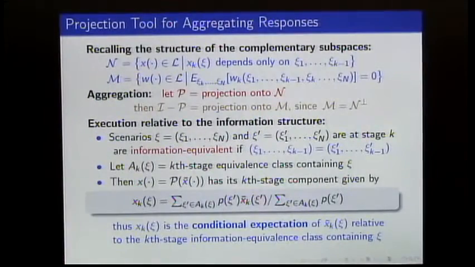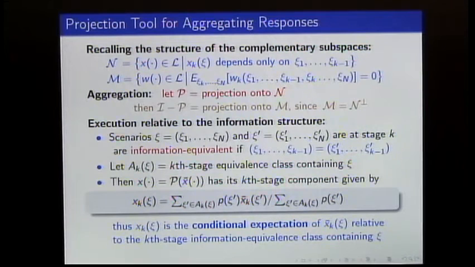So if I take P to be the projection onto the space N, then I minus P is the projection onto the complement. That's because of this thing about the element being a sum of elements of the two projections. So here's how this works out, though. Can we execute this projection? We can execute it in the following way.